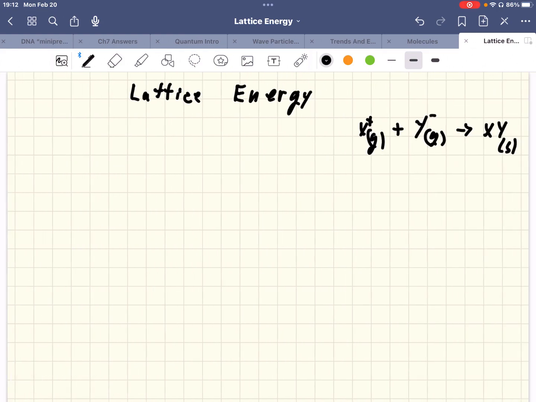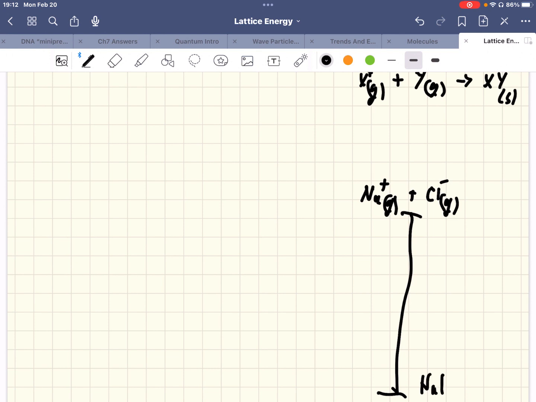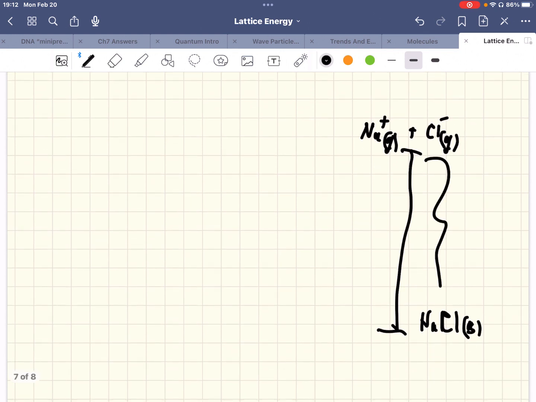So I want to know, let's consider it for sodium chloride. And of course, this could be a 2 plus or a 2 minus. You understand that. So if I'm looking at Na plus in the gaseous state plus Cl minus also in the gaseous state, and it's going to drop down to NaCl in the solid state. What is this energy? This is defined as the lattice energy.